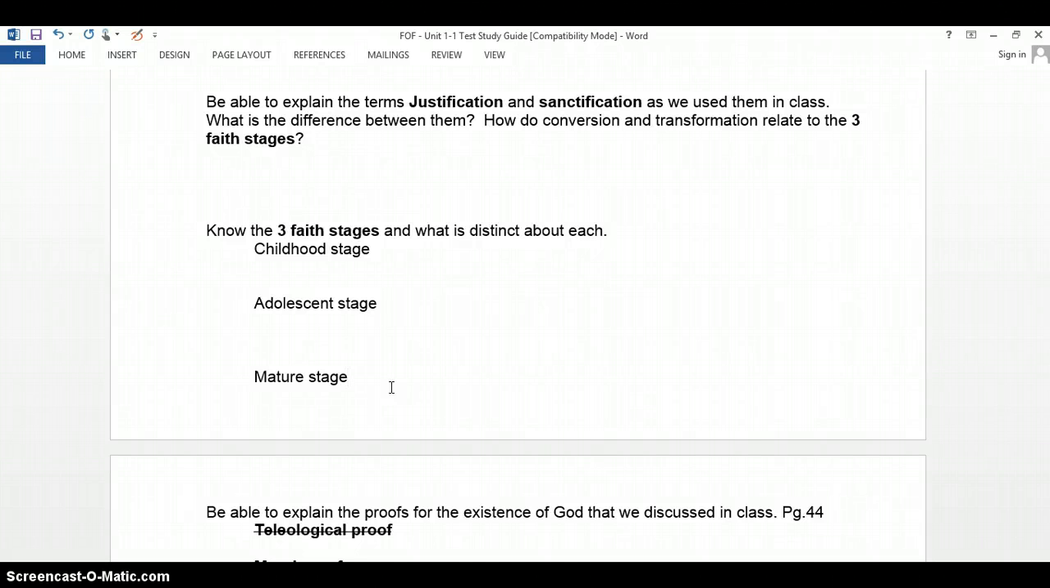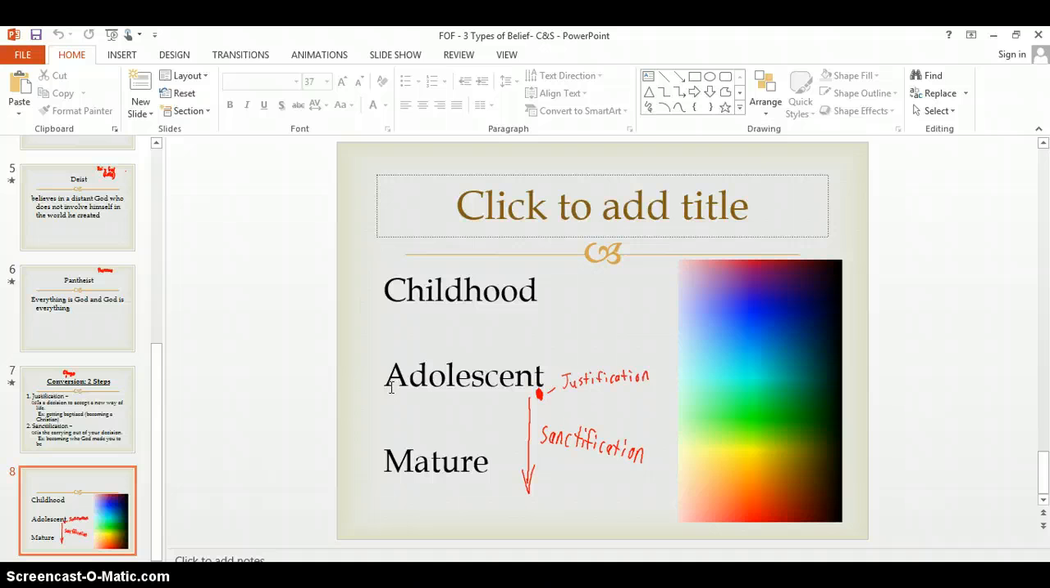Not everybody gets to the mature stage of faith. Some people give up and stay in the adolescent stage. But if you keep working at it, keep searching, keep praying and studying, you'll get to that mature stage of faith. In the process of transitioning from an adolescent faith to a mature faith and growing in the mature faith, that's your sanctification.